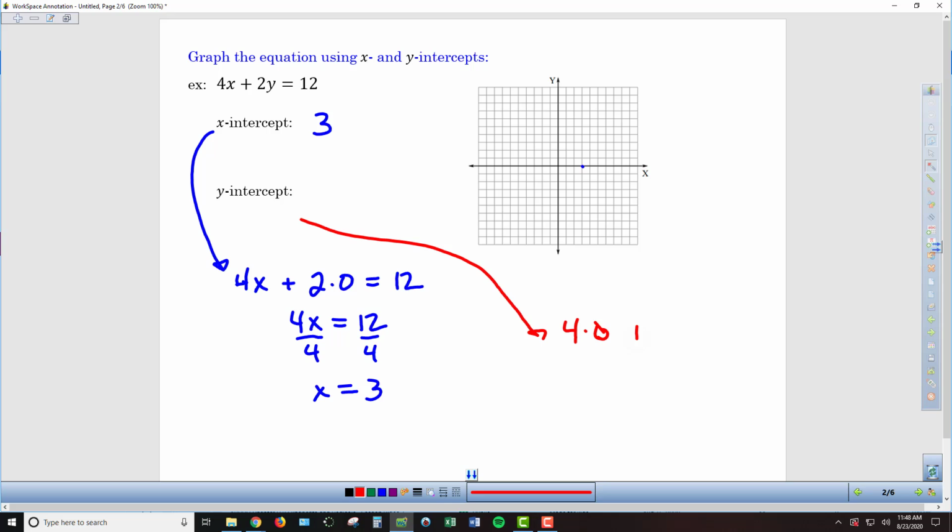So we've got 4 times 0 plus 2y equals 12. So 4 times 0, again, is 0. So we're just left with 2y equals 12. And then if we divide both sides by 2, we get y equals 6. So that tells me that my graph is going to cross through the y-axis at 6. So I count up 1, 2, 3, 4, 5, 6, make a dot. And so now I know that my line is going to cross through those 2 points. So that's good enough for me to be able to sketch the graph.